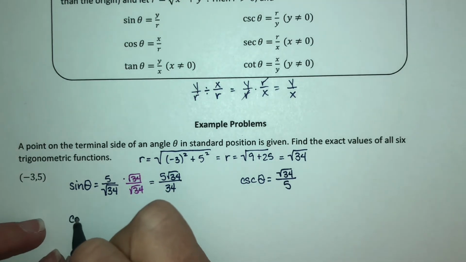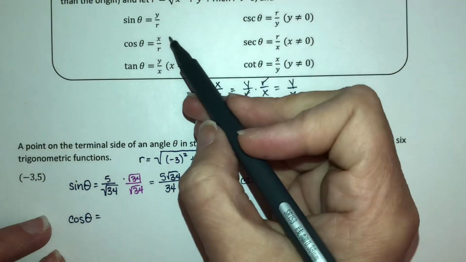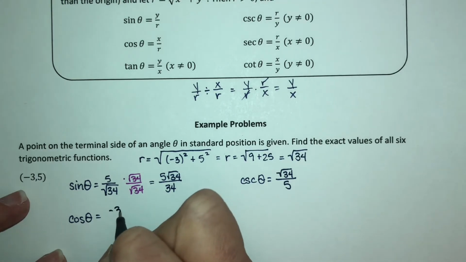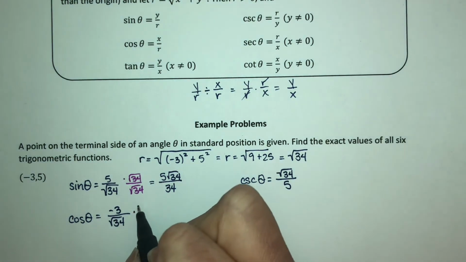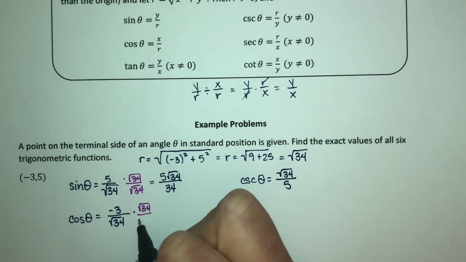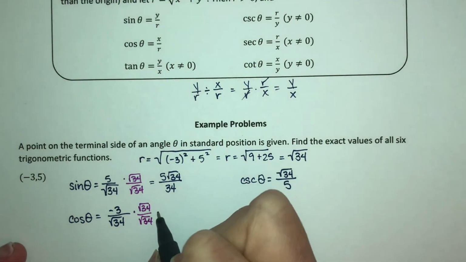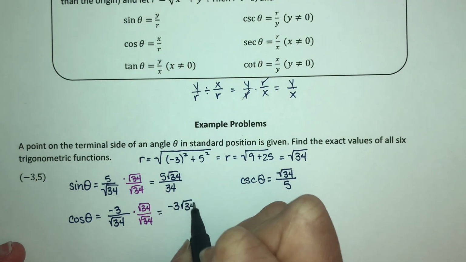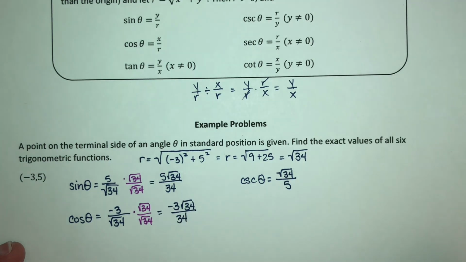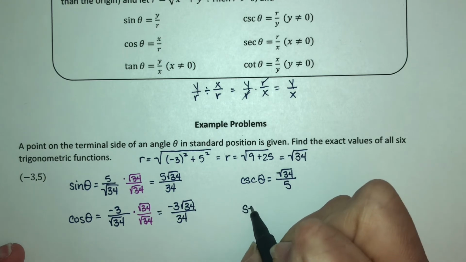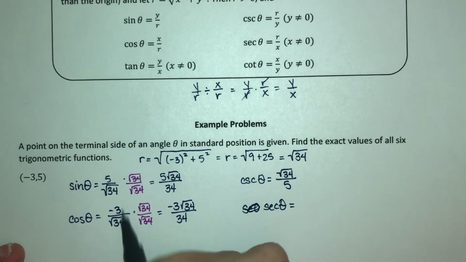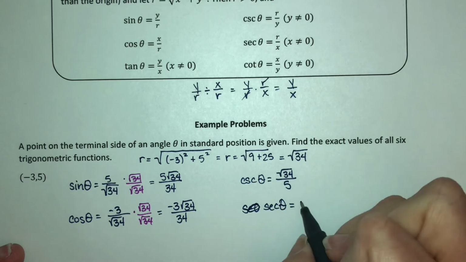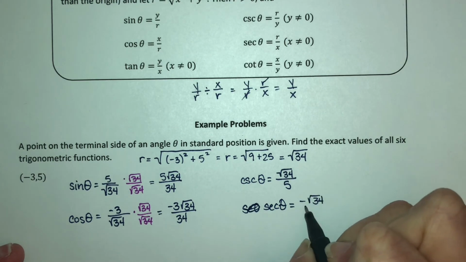Now cosine of theta is x divided by the radius, so -3 divided by the square root of 34. If we rationalize this, multiplying top and bottom by the square root of 34, you'll see that your cosine value is -3 times the square root of 34 over 34. And your reciprocal function, secant, is the reciprocal of cosine. I'm coming back to the form that's not rationalized yet. You're going to have to rationalize again and then reduce the fraction. You get negative square root of 34 over 3.